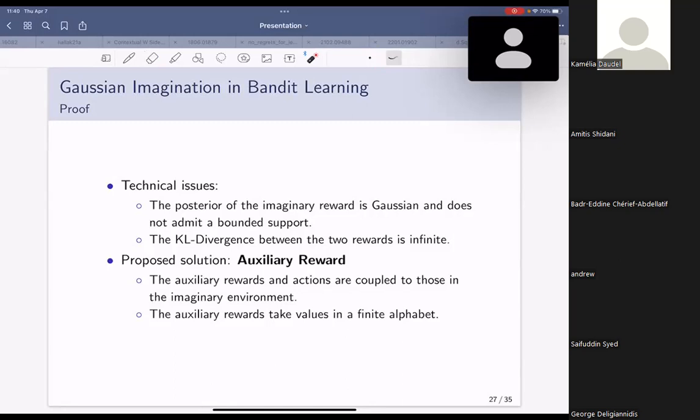They proposed something called auxiliary reward. The auxiliary reward basically mimics all the behavior of the imaginary reward, but it is discrete. So they use this auxiliary reward to, instead of comparing the true reward with the imaginary reward, compare it to the auxiliary reward and then the imaginary reward. And the auxiliary reward is bounded. I don't know if it's a trivial technique or not, but it was very interesting for me.